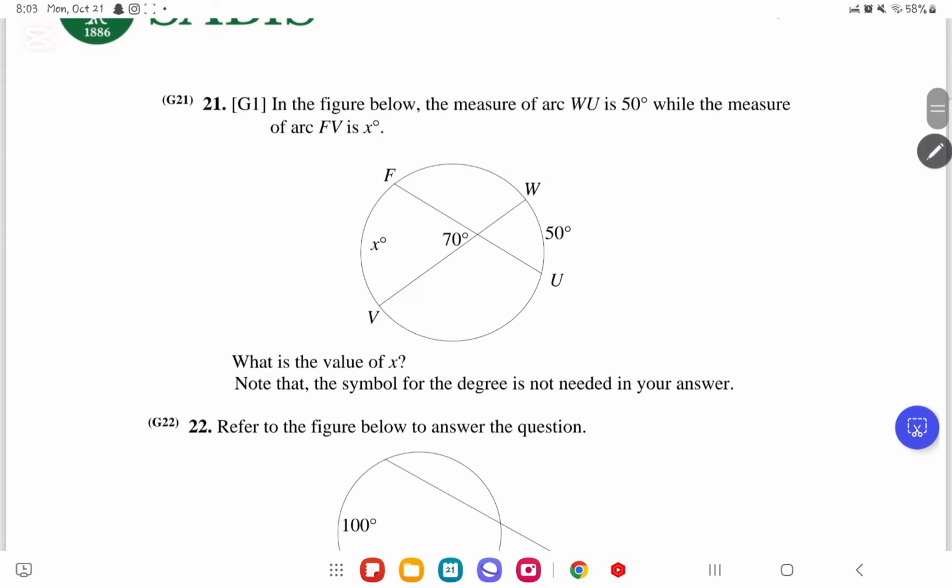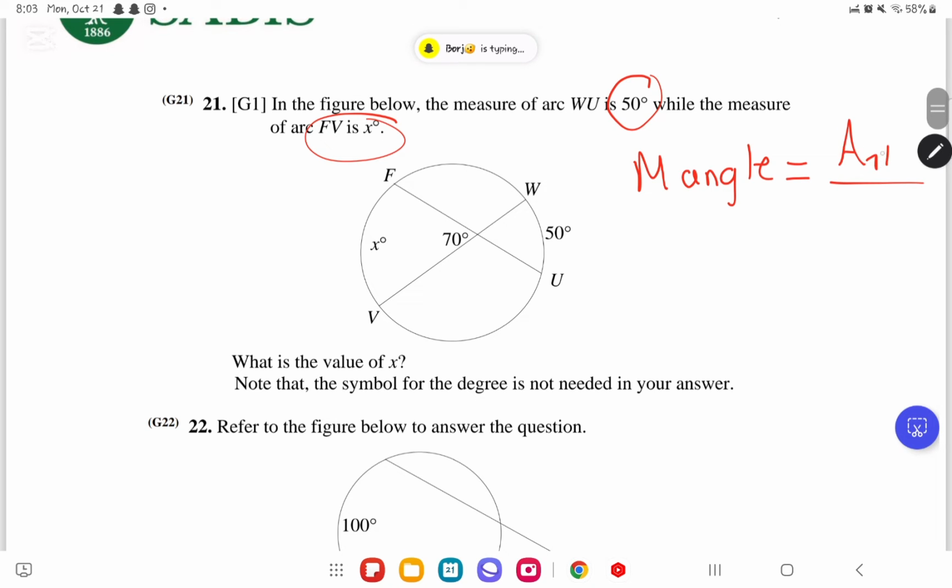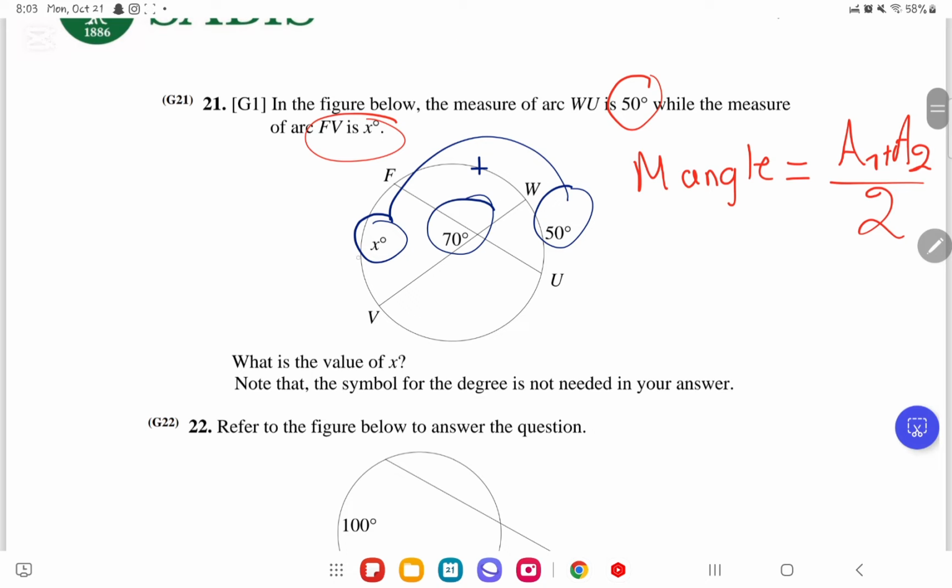21. So, in the figure below, the measure of arc WU is 50 degrees, while the measure of FV is x degrees. Now, if you remember in the quiz, I explained how to do this. The middle angle, so I will say M angle, is equal to arc 1, so A1 plus arc 2, A2, divided by 2. So again, anytime we see a figure like this, the middle angle is equal to arc 1 plus arc 2 divided by 2.